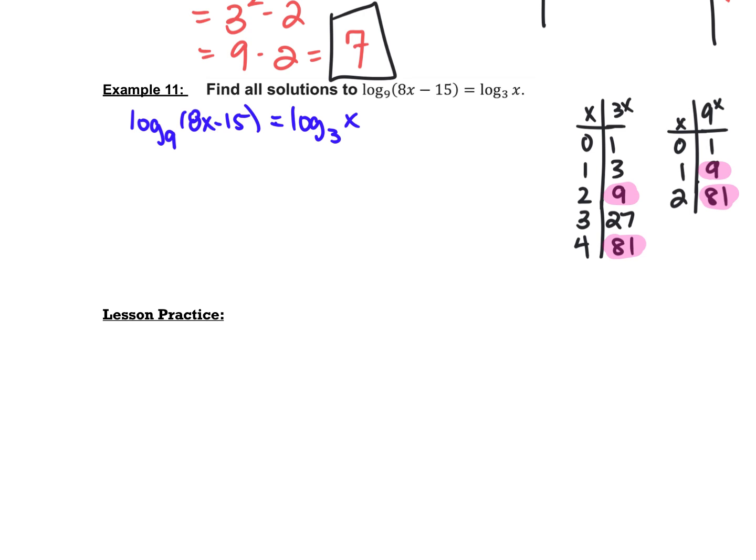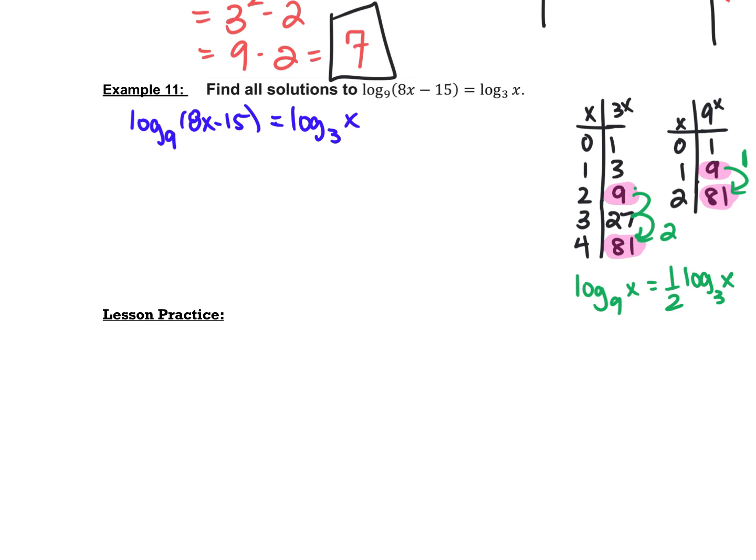Now, for every one jump on 9 to the x, how many jumps does it take on 3 to the x? 2. So for every 1 on 9, it takes 2 on 3. So if we're looking for some equality there, log base 9 of some value is the same as half of log base 3. All right, does that make sense? Oakley, nope. All right.